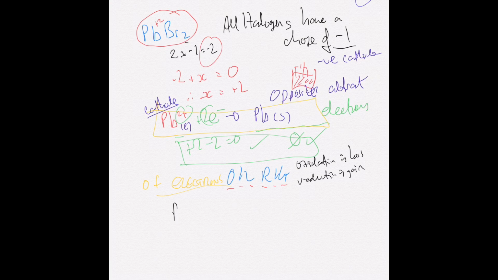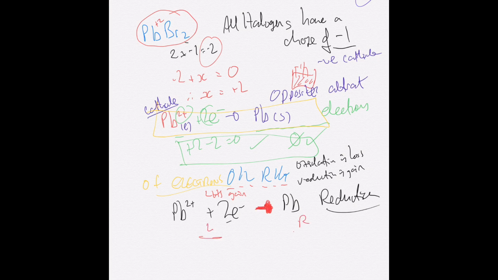Well, we've got lead 2+, write it out one more time, +2 electrons goes to lead. This has gained electrons. Oxidation is loss, reduction is gain. So this has reduced. This is a reduction. Reduction is gain of electrons. Anything on the left-hand side is gain. Anything on the right-hand side of this arrow is loss, and students sometimes get confused with this: the arrow dictates whether this is left or right.